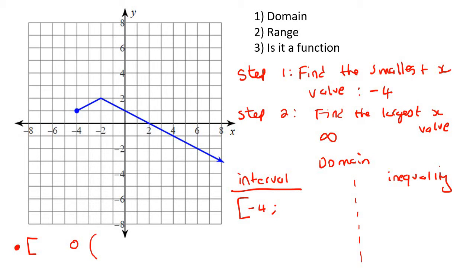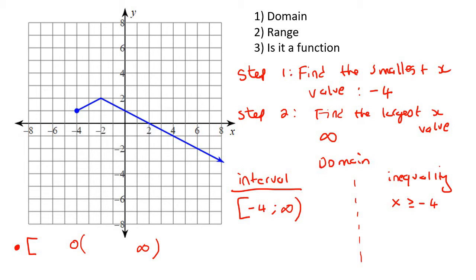And then what is the largest one? Well, that's infinity, and infinity always uses a round bracket. If you prefer to use inequality symbols, then what you would do is the following. You'd say x is any number that is bigger than or equal to -4.